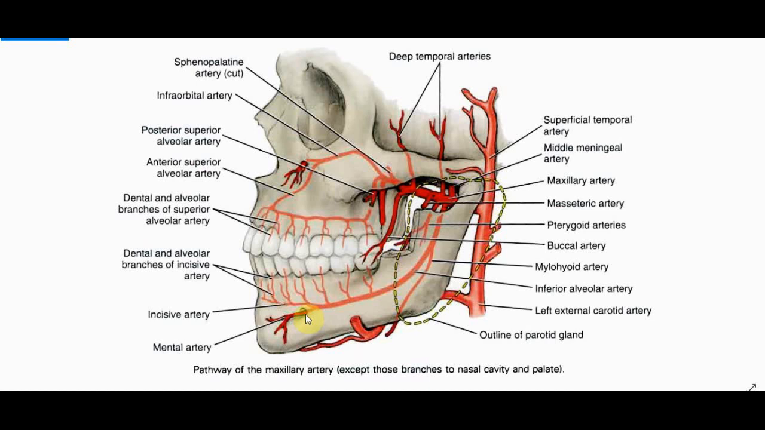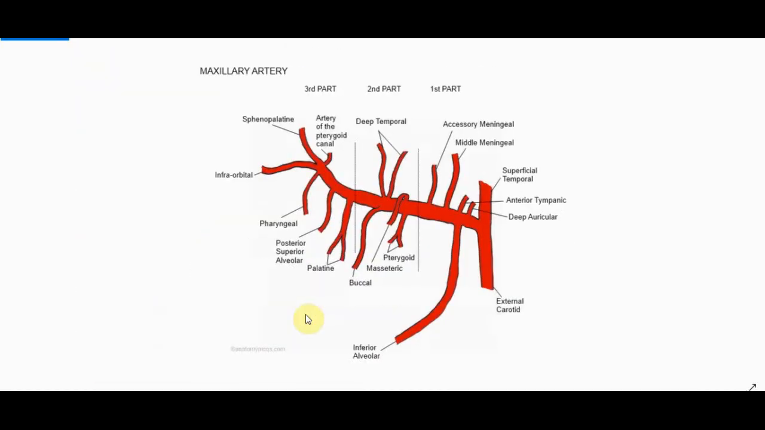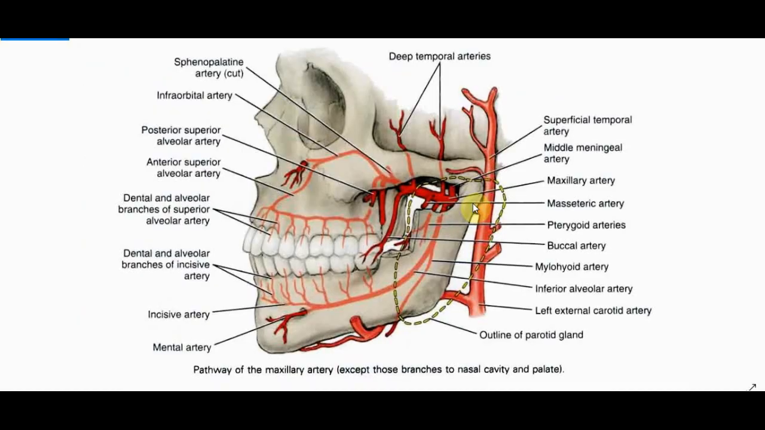So let's consider the details. So what was the first branch? That was the deep auricular branch. What was the second? That was the anterior tympanic. What was the third? The middle meningeal. The fourth, the accessory meningeal. The fifth, the inferior alveolar. Let's see over here. External carotid, maxillary artery, we have the deep auricular, and then we have the anterior tympanic. So it's the same thing shown over here. The two branches. Over here we have the maxillary artery, as you can see, and then we have labeled the middle meningeal artery as well.